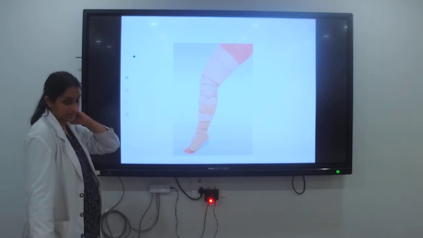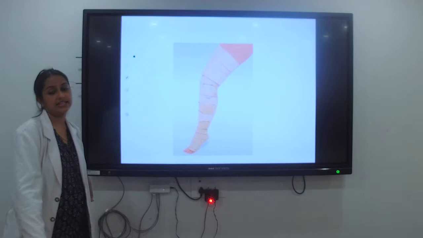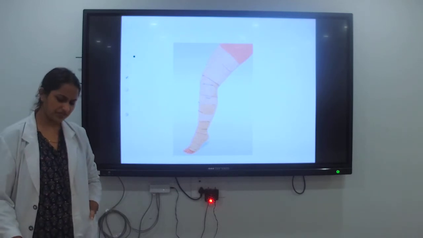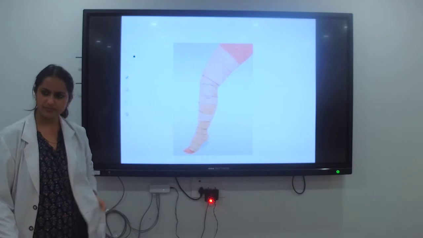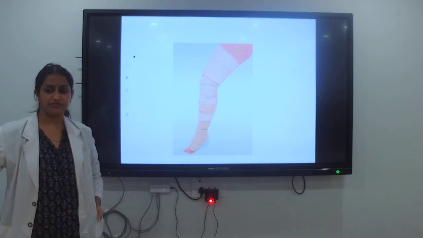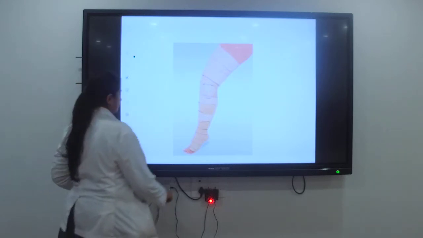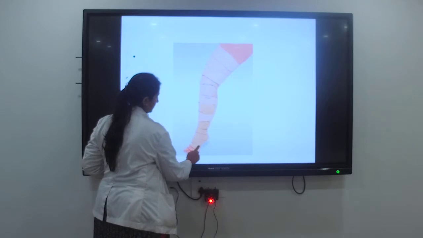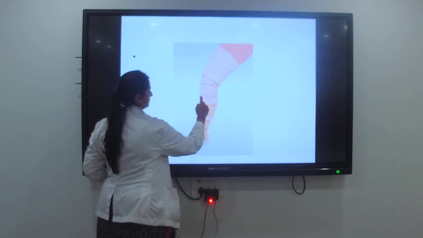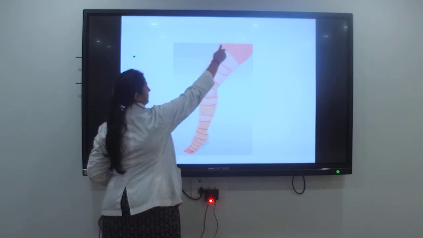For the crepe bandage, why is only this method used and why not others? Can anyone explain this? Why not figure of 8 and all? Why only this kind of lymphatic technique for the crepe bandage? See, if you see here, there are lines, like this. Why like this only? Anyone?